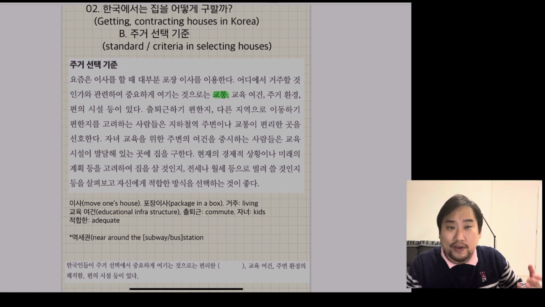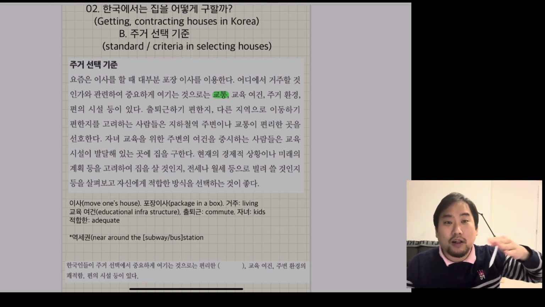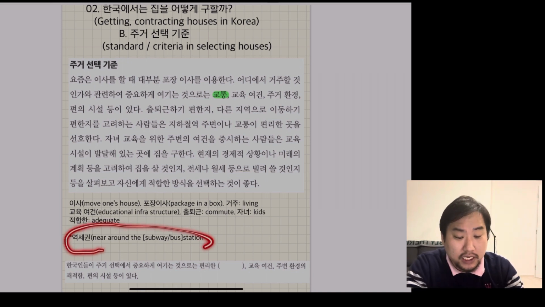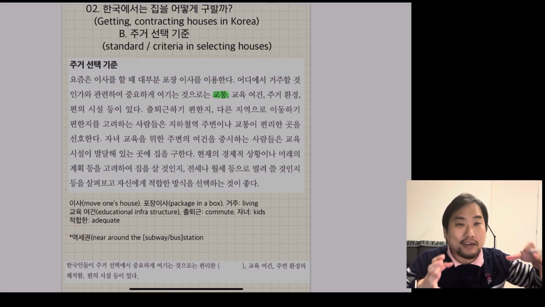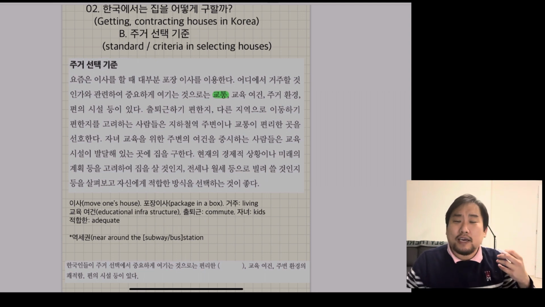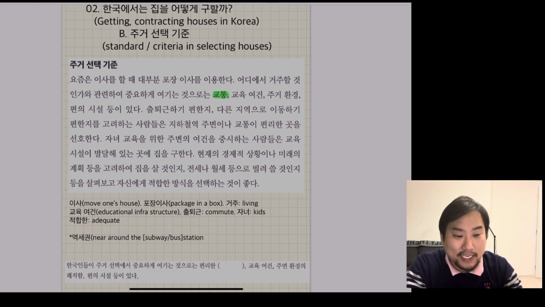It is also traffic or transportation. They prefer living near around the subway station or bus stop. It means we say 역세권, 역세권. So 역 is a station, 세권, so area around the station. Usually it is the subway, but in Korea, if there is a subway, there should be a bus together. So 역세권 is an important keyword, but not in this textbook.